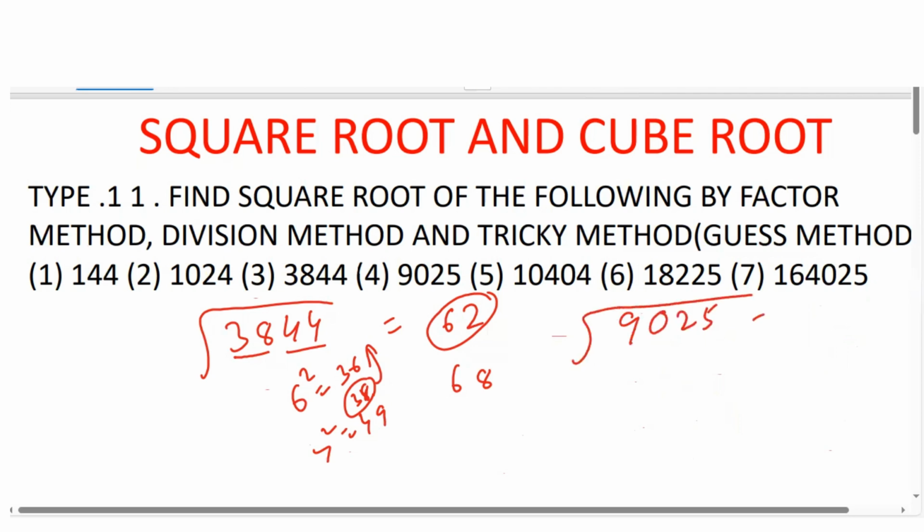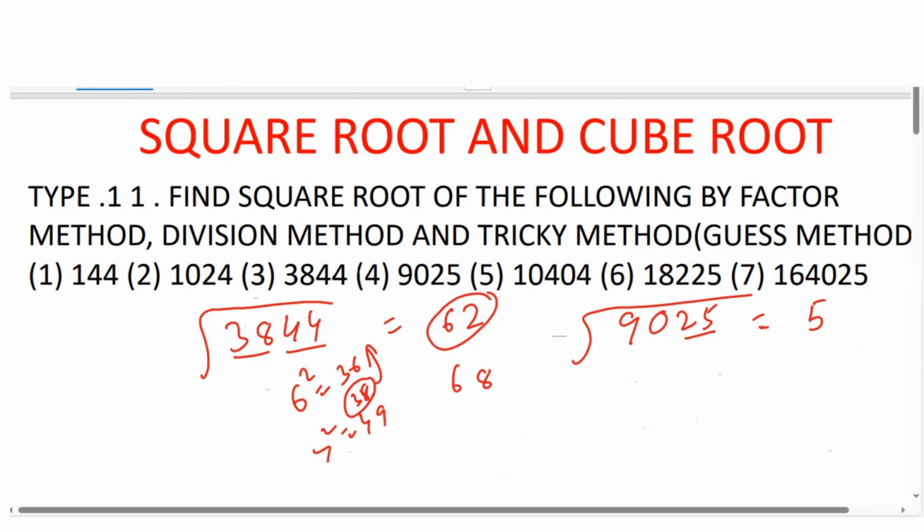9025. We want the square root of this number by the Guess method. The rule is: first, make a pair of the last two digits, 25. The unit digit is 5, because among 0 to 9 only the single digit 5, when squared, gives 25. So the answer will be only the option whose unit digit is 5. If no option has a unit digit of 5, then your answer is none of these. If only one option has unit digit 5, that is your answer. But suppose every option has unit digit 5, then we have to work out the correct answer.